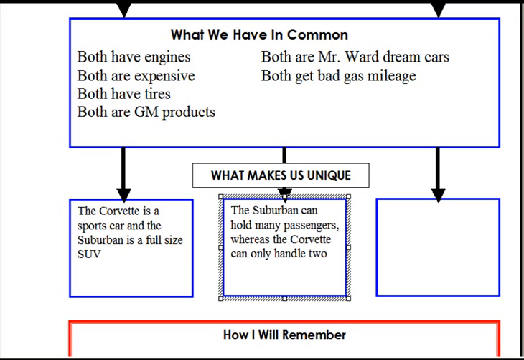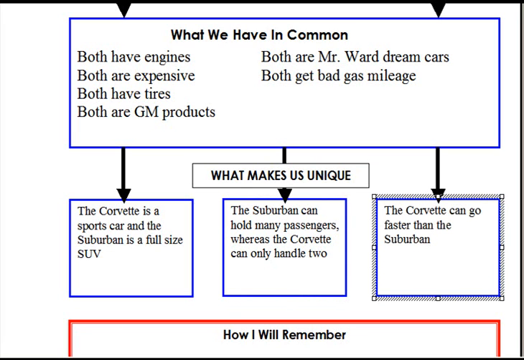In my second example, I say the Suburban can hold many passengers, whereas the Corvette can only handle 2. Once again, both points of comparison are used in one box. Now let's go on to the third and final example. In my final example, I say the Corvette can go much faster than the Suburban. Both points of comparison are mentioned in one box, and now we can move on.